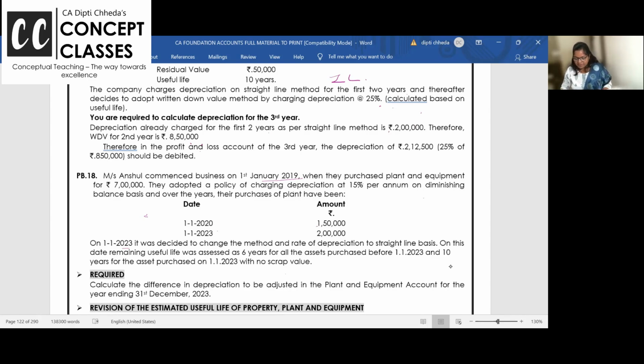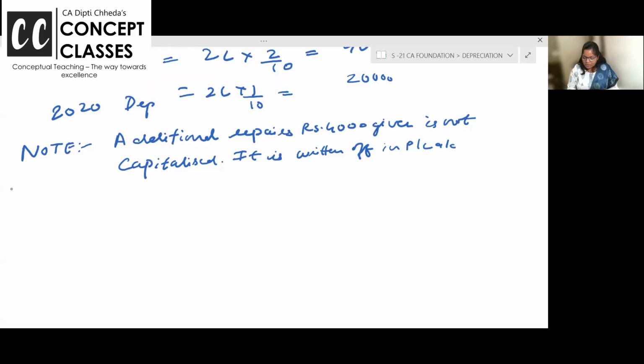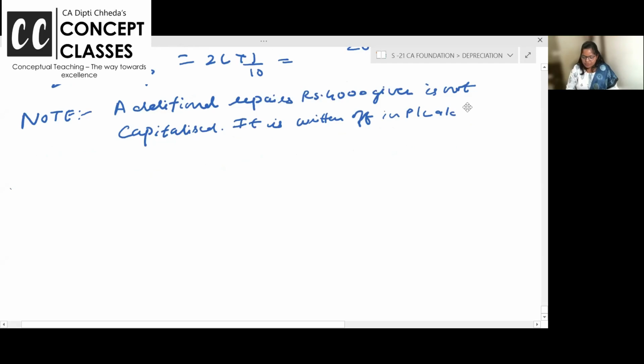Yes. Let us solve that example also and then let us do it.